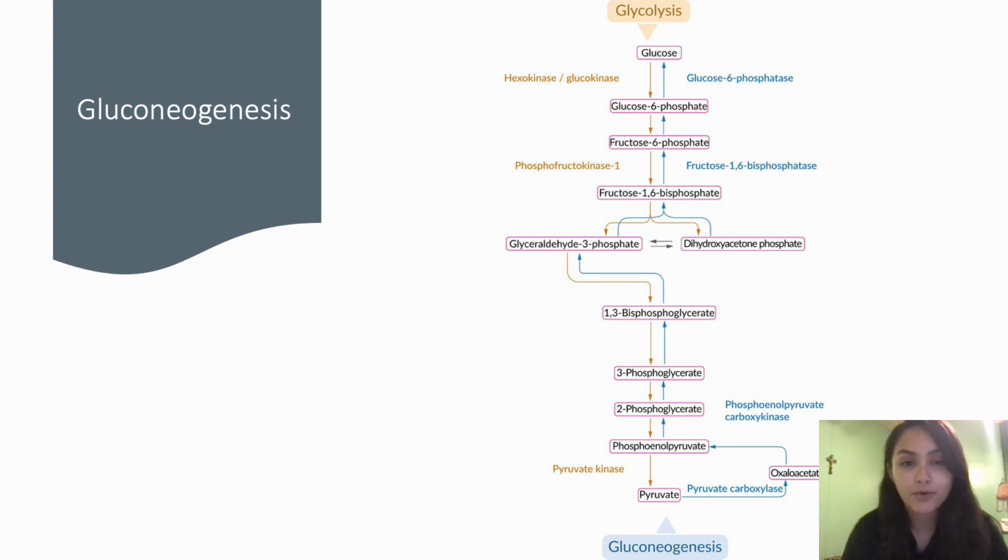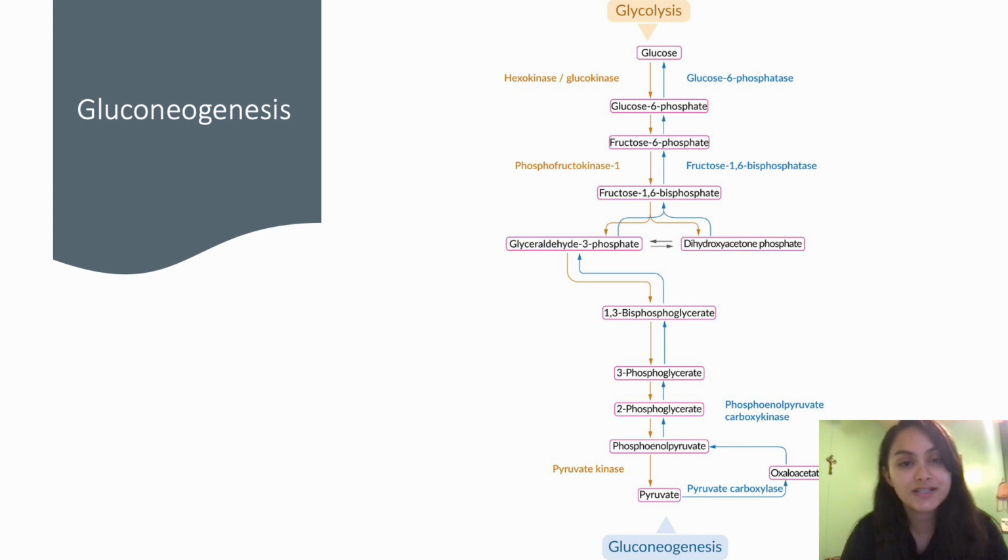The precursors for gluconeogenesis include pyruvate, lactate, glycerol, and certain amino acids. These precursors undergo a series of enzymatic reactions to form glucose. Here is a simplified overview of the gluconeogenesis pathway. So as we can see on the top, there is glycolysis, and then on the bottom is gluconeogenesis. So it's going to be the same process but reversed. So what we're going to go over right now is the blue section of the image.